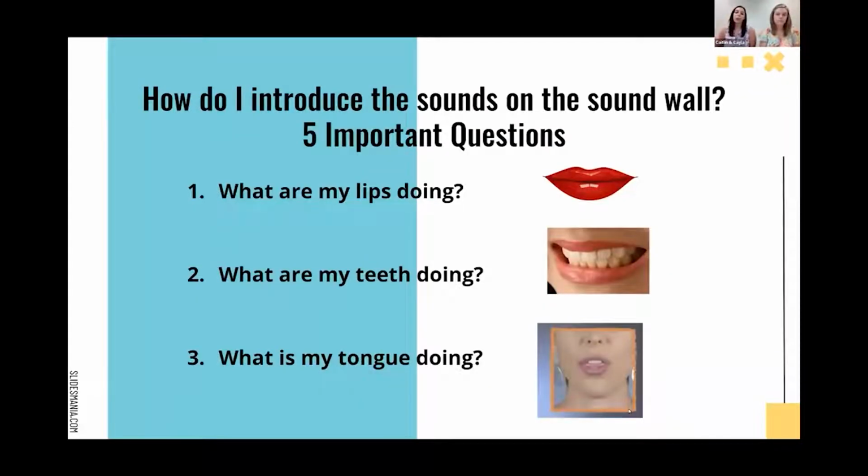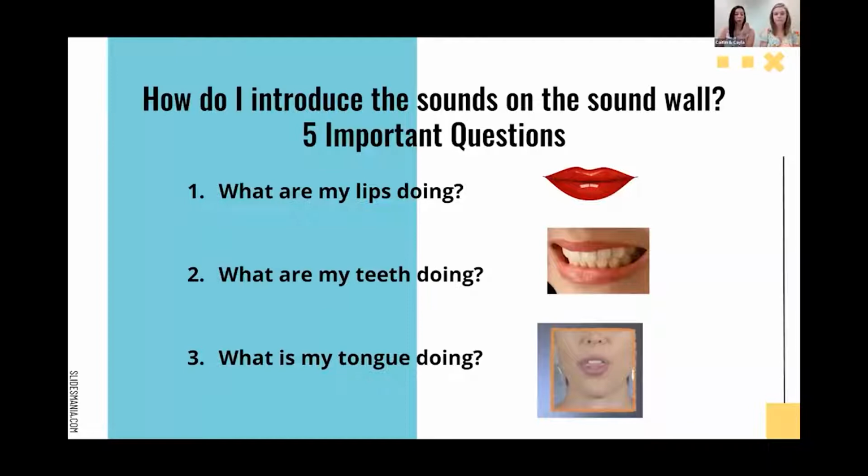So when we're introducing the sounds on a sound wall, there are some things that we like to do within our classrooms and with our groups. And how we introduce the sounds on the sound wall, we ask 5 important questions. So 1, what are my lips doing? So for example, when you're providing the student with the letter P, how are their lips pushing together when they say P, right? So have them really focus on that. What are your lips specifically doing?